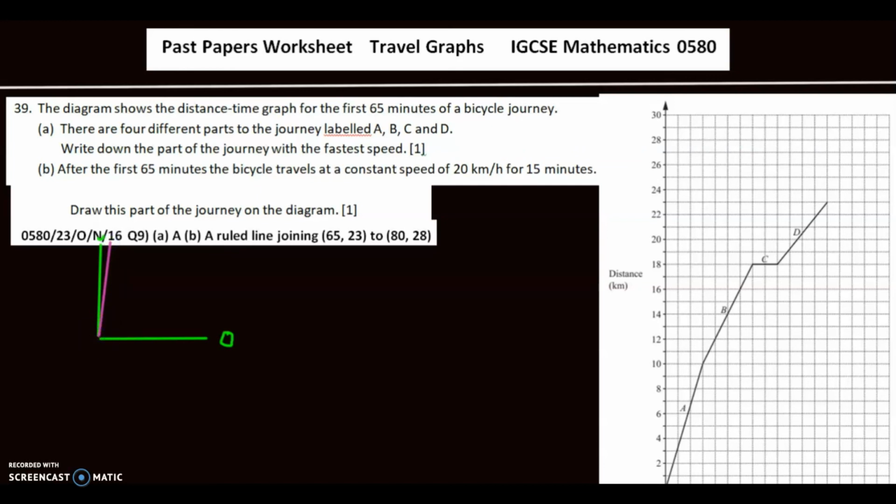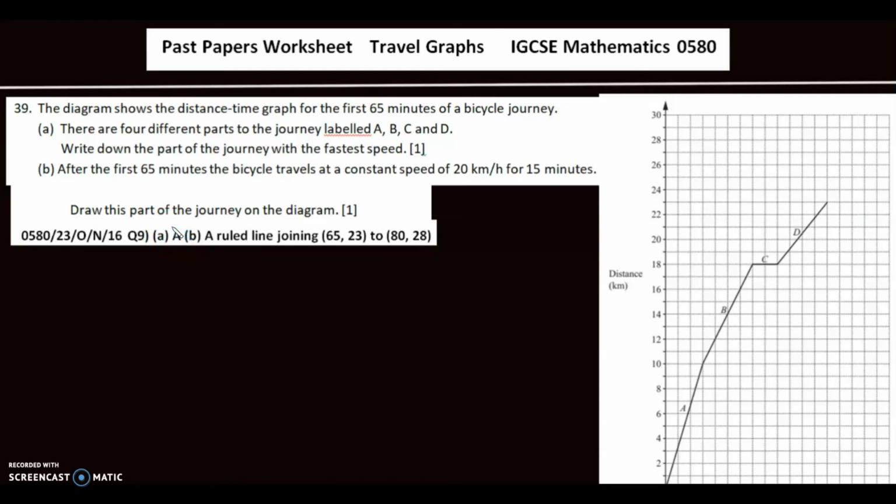For example, this purple line will have a slope bigger than this blue line, because the steeper the slope, the bigger its value. So which one of these slopes, A, B, D, is the steepest? Line A has the steepest slope, so the answer for part A is simply line A.